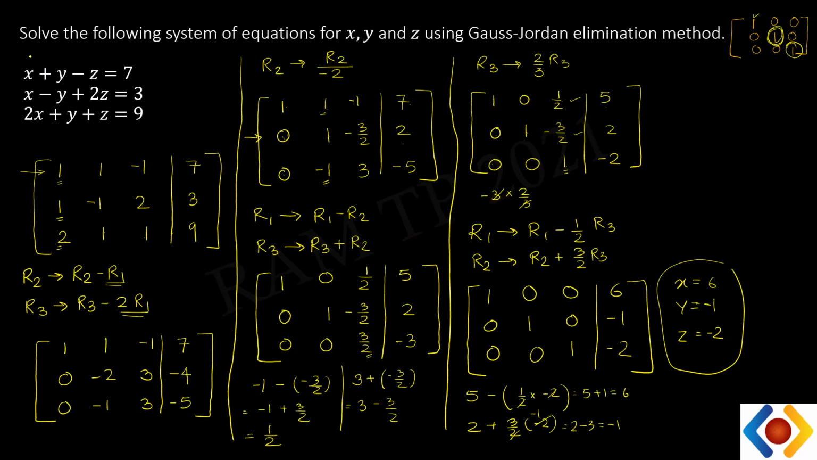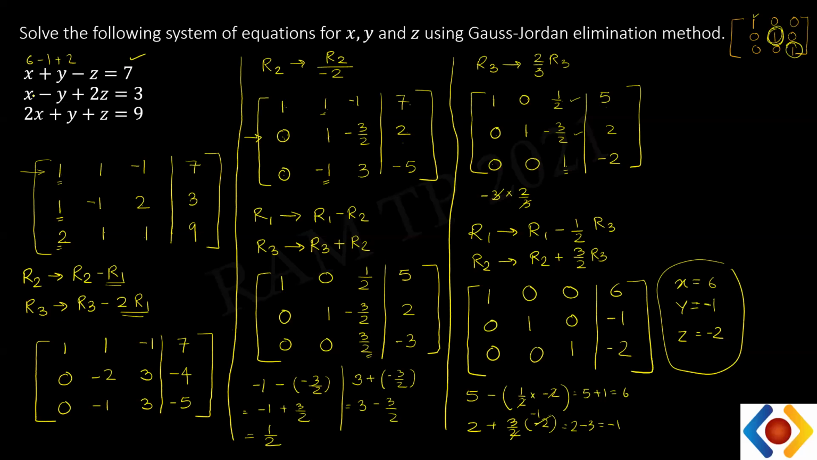First equation will become 6, y is -1, z is -2. So this will become 6 minus 1 plus 2, which should be... 6 minus 1 is 5, 5 plus 2 is 7. Yes, that's correct. Should we check the second one just to be on the safe side?